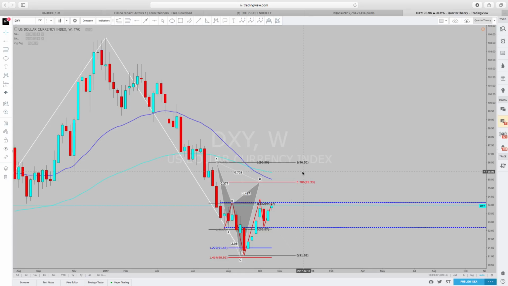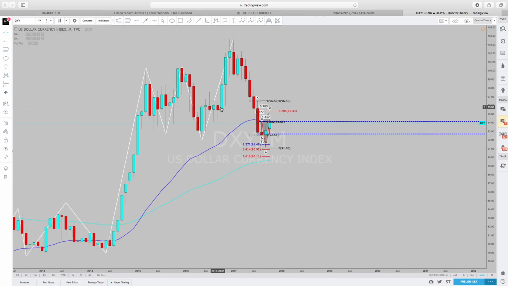So we could either take a buy here up to the 786 or wait till the 786 hits and then take the sell. Once we hit the 786, we can see further how it's going to react. We can look at the monthly and see where we are on a monthly scale.